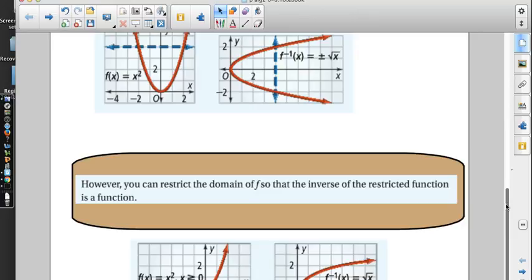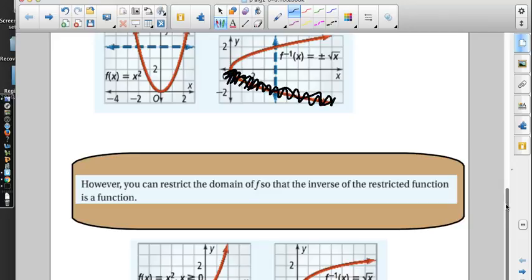Because if I use all of it, it's not a function. But if I don't use this part of it, if I just use the positive part of this function, then it's a function. Or if I just use the negative portion, then it's a function. I just can't use both at the same time.